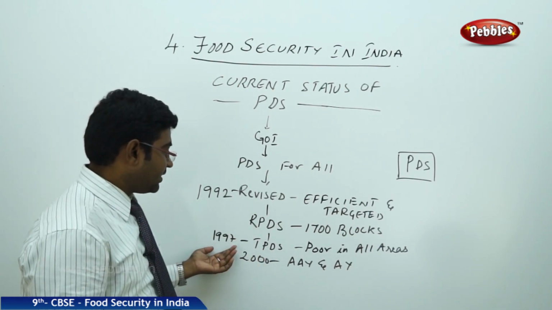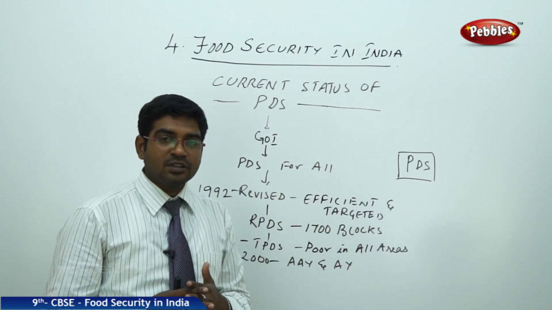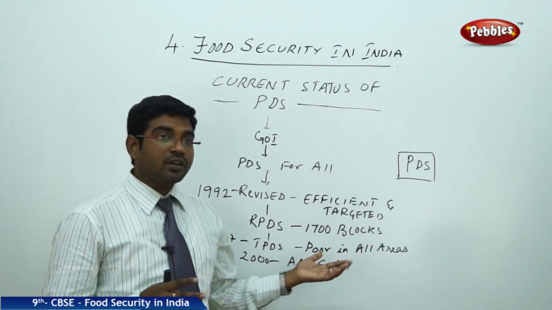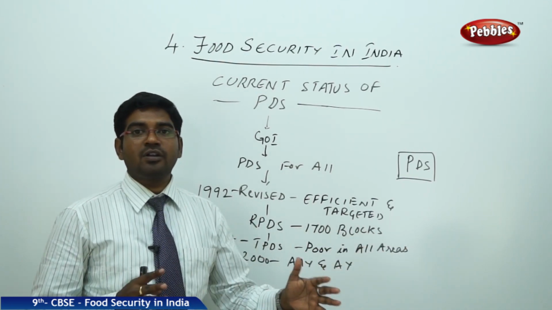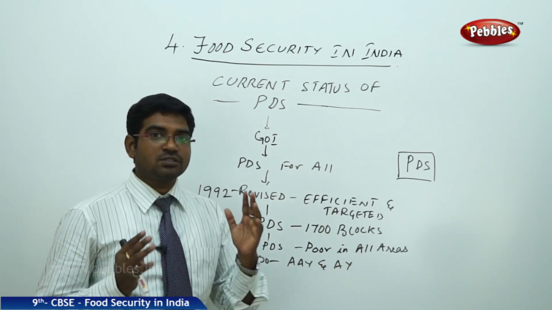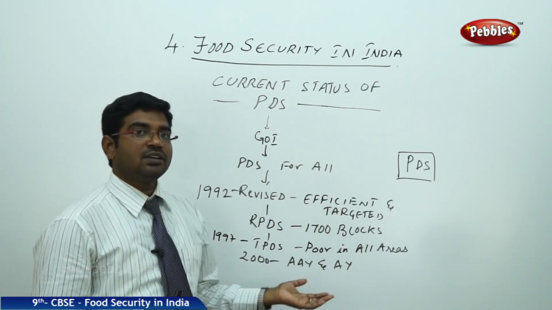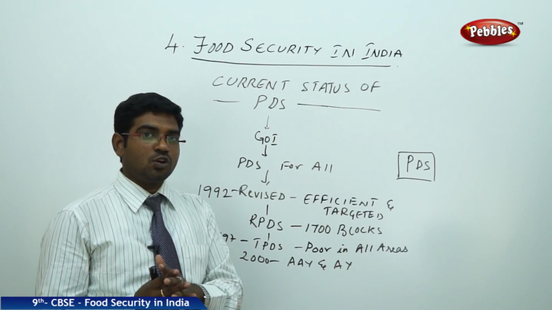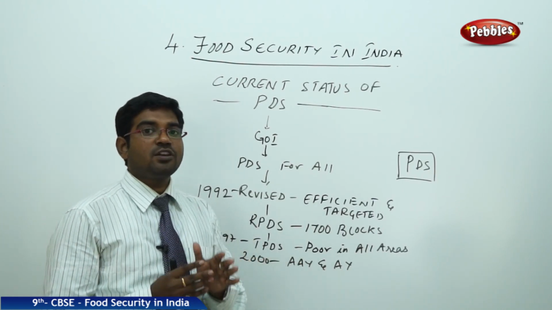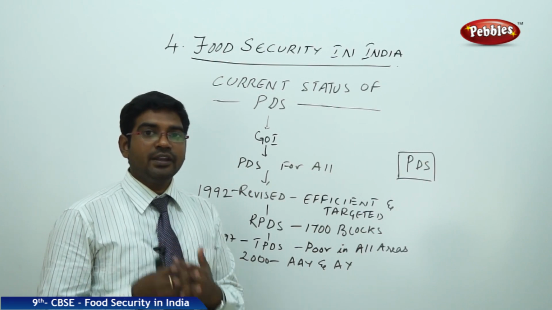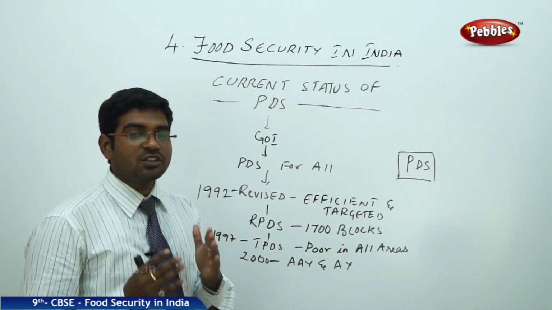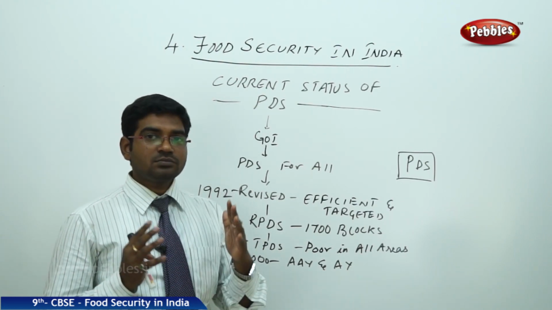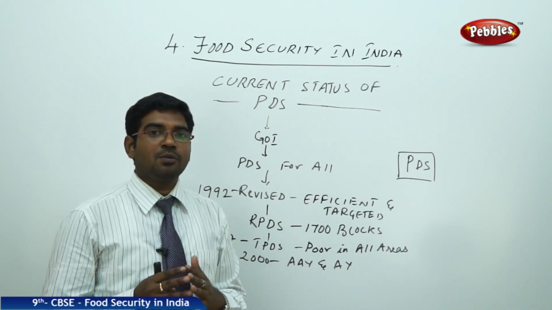Later in 1997, the targeted public distribution system, TPDS, was brought into place, and the eradication of poverty in all areas was its target. As the stages passed, the public distribution system went through changes and turns, and now there is a clear division between the rich and the poor as per the statistics of the public distribution system also. How do they bifurcate the population?